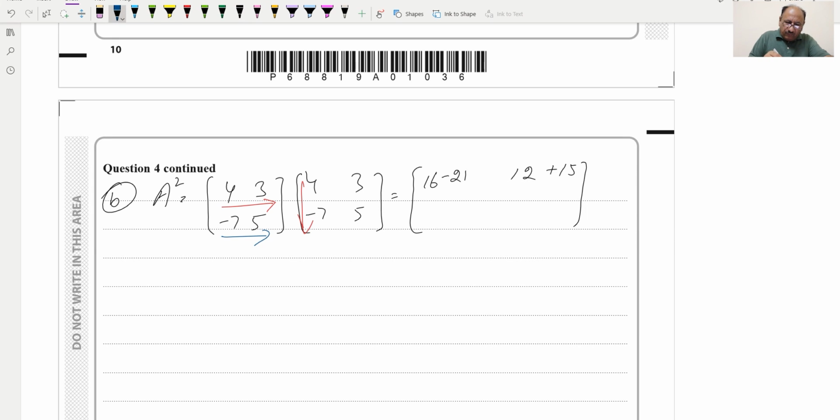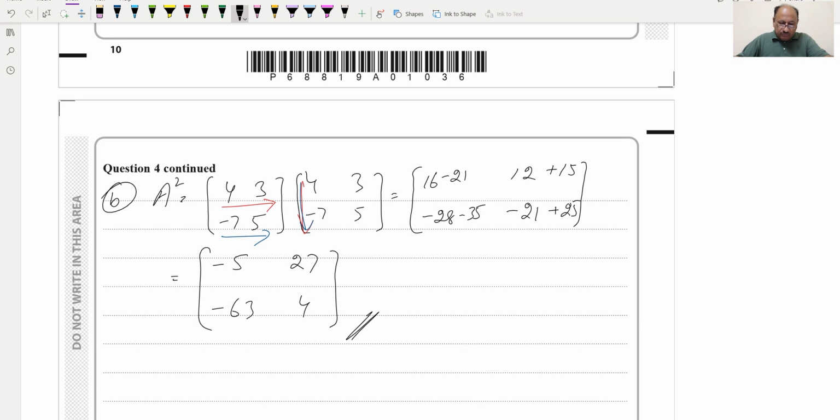Next will be second row and first column, so minus 28 and minus 35, and minus 21 and 20 plus 25. And this one we can write: 16 minus 21 will be minus 5, and minus 28 minus 35 will be minus 63, and this one will be 27, and next will be only 4. This is basically A square which we found.